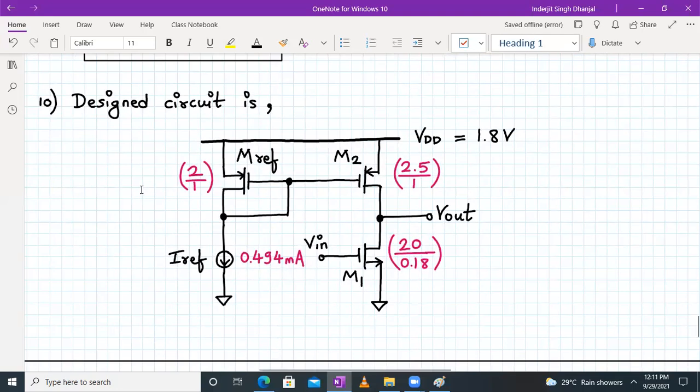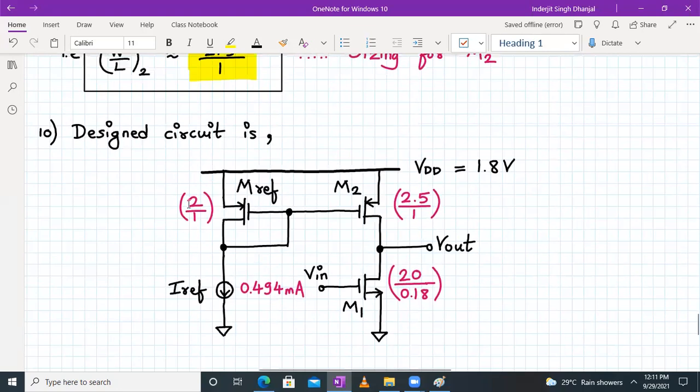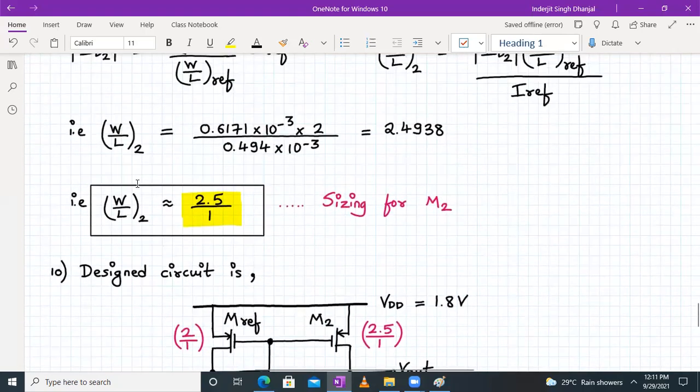Fine. So this is how you complete your steps. And designing means finding the transistor sizing for all the transistors. In this case, M1 transistor sizing was given, and we have found out the transistor sizing for M2, M reference, and we also found out the value of I reference according to the given parameters.